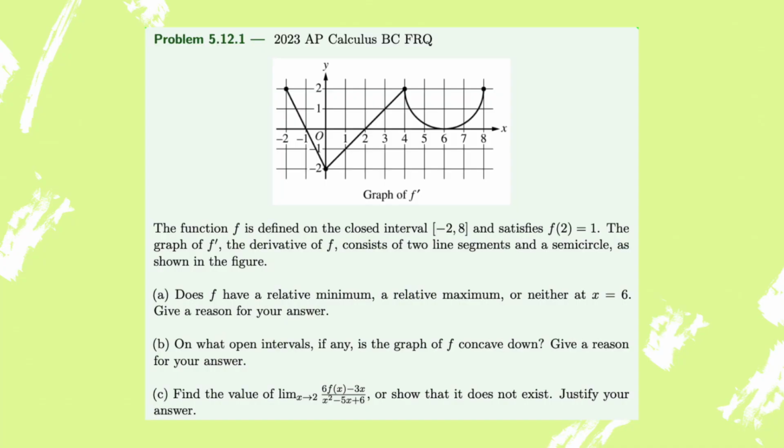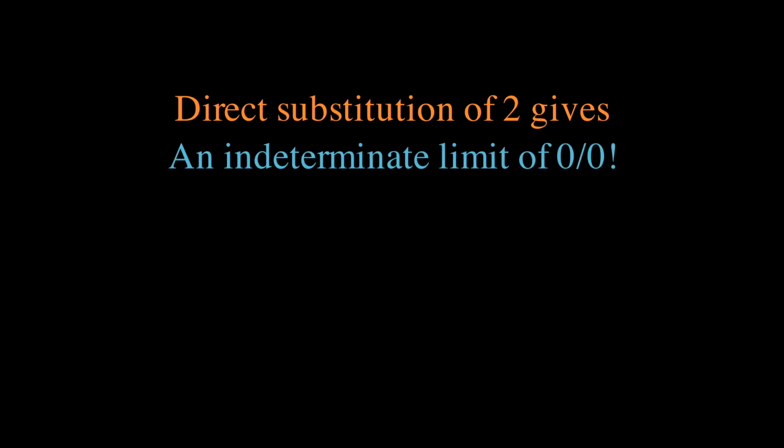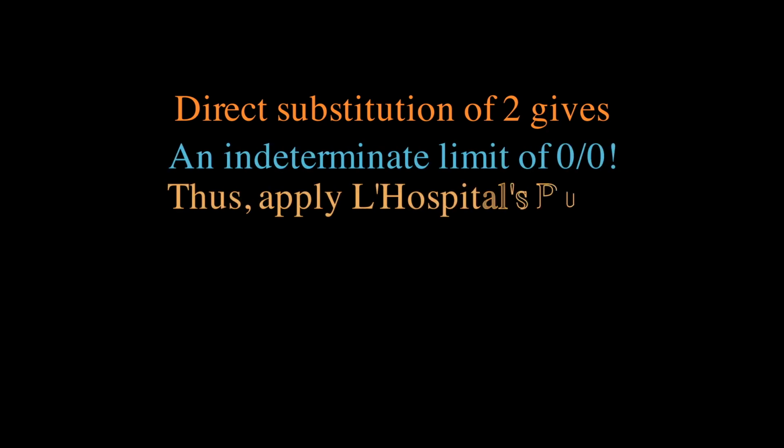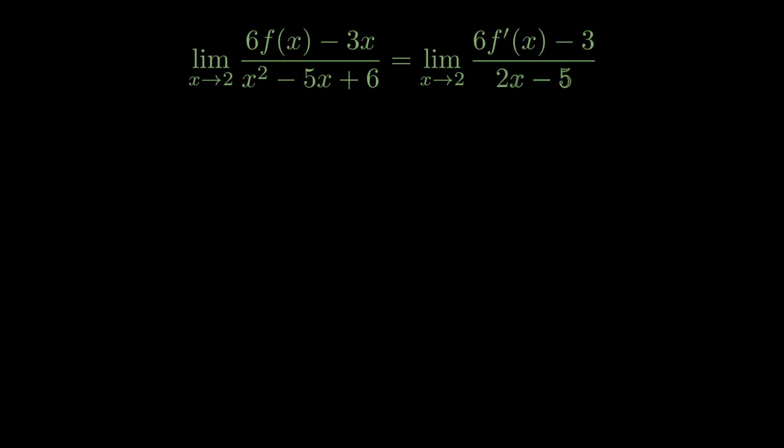Now in part C, we want to evaluate this limit. Now if we directly substitute 2 into the expression given in part C, we get an indeterminate form of 0 over 0. So now we apply L'Hopital's rule. So we can differentiate the numerator, 6 times f of x minus 3x. We first differentiate the numerator to get 6 times f prime of x minus 3, and then we differentiate the denominator to get 2x minus 5.